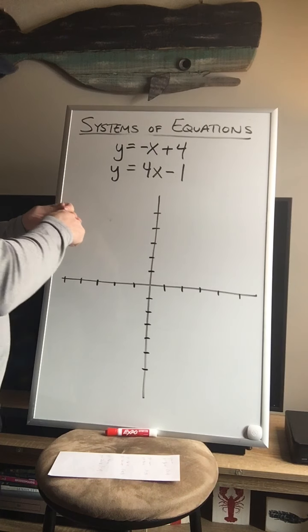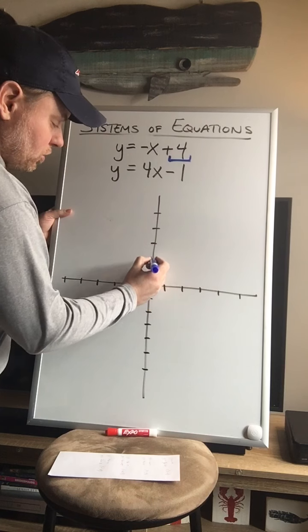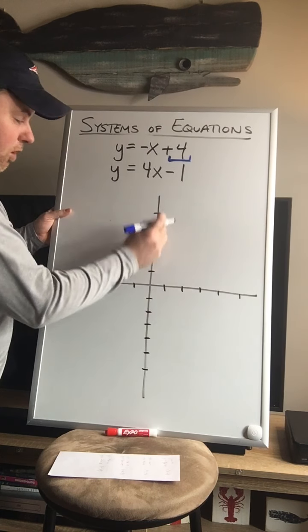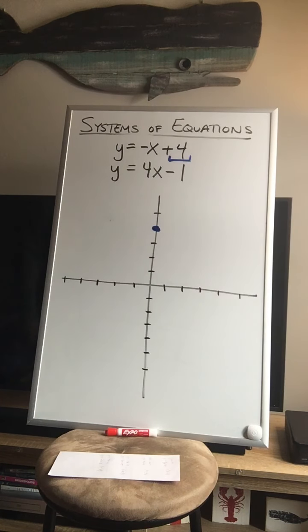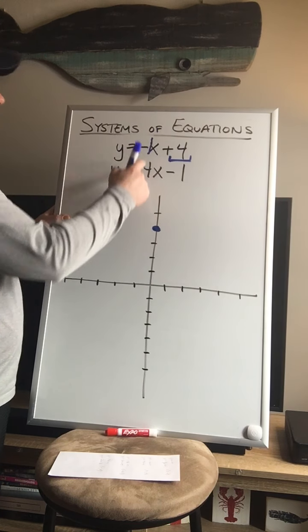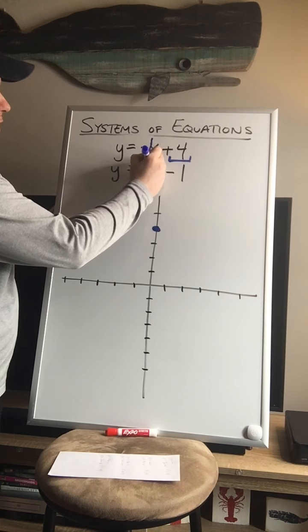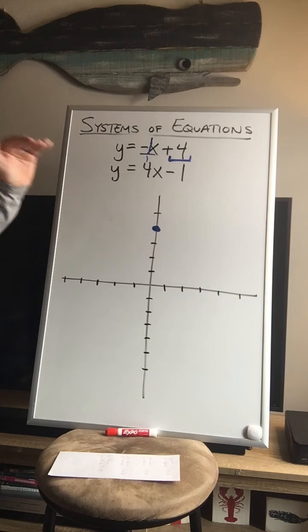So I start with the first one. Again, my y-intercept is +4. So 1, 2, 3, 4, up 4, I'm going to put a dot. And now my slope, once again, there's no number in front, so I know my slope is a 1, but since there's a minus, it's actually a -1, right? And I put it over 1. So my slope is -1.